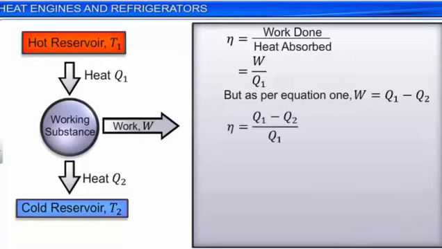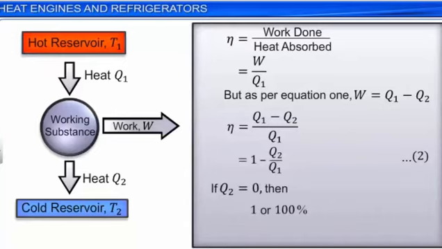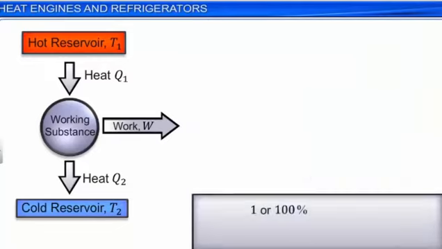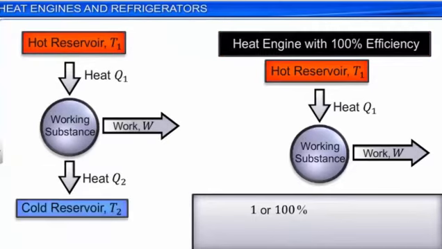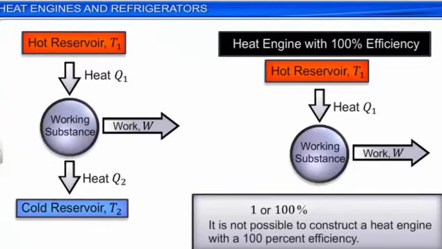If Q2 is equal to 0, then the efficiency of the heat engine becomes 1 or 100%. This means, if we can construct a heat engine which converts the total heat it absorbed into work, then its efficiency is 100%. But in practice, it is not possible to construct a heat engine with 100% efficiency. This is not due to any technical aspect, but because of the second law of thermodynamics, which we will study in subsequent modules.